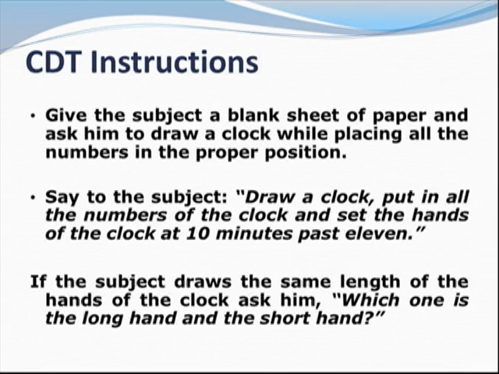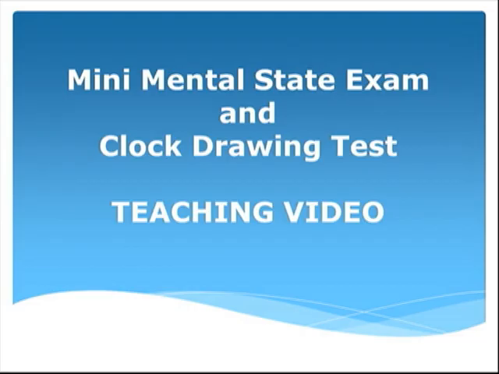Tell the subject to draw a clock, put in all the numbers of the clock, and set the hands of the clock at 10 minutes past 11. If the subject draws the same length of the hands of the clock, ask him, which one is the long hand and the short hand? That ends the introduction to the MMSE-P and CDT. Now, we are going to view how the MMSE-P and CDT are administered.